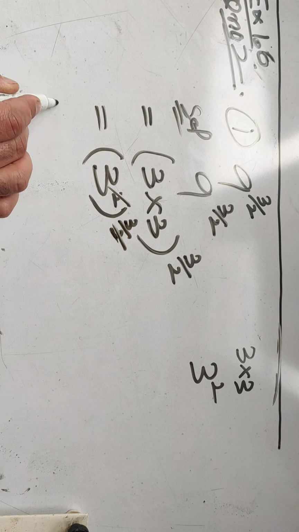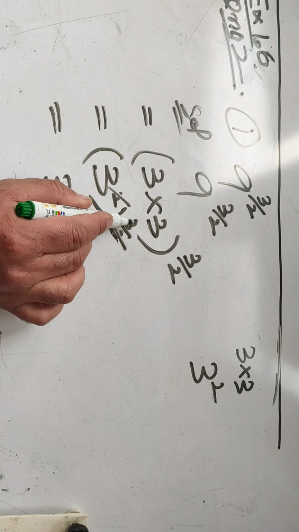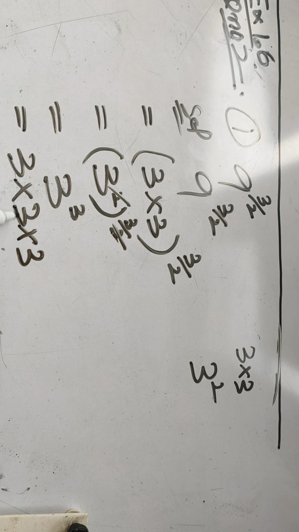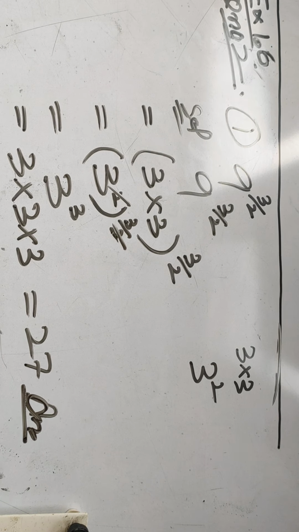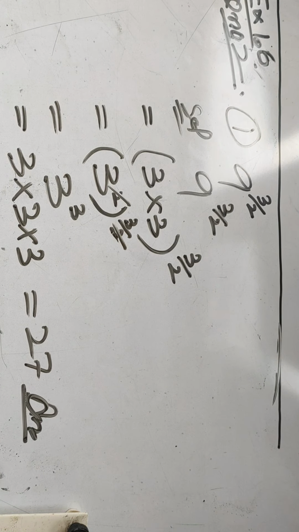Here 2 and 2 are cancelled. There remains 3 raised to the power 3. 3 raised to the power 3 means 3 into 3 into 3, that is equal to 27. Answer. Okay, now do the second part and third part of this question on your own. I am going to show you the fourth part.